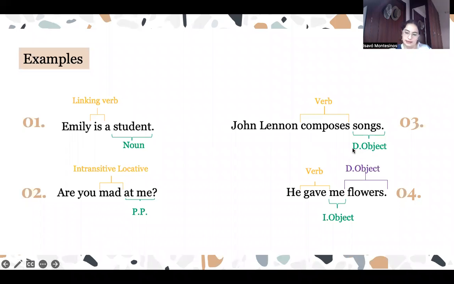Let's consider that the direct object is the one the action is happening to directly, and the indirect object is the person, place, thing, or idea for whom the action is taking place.